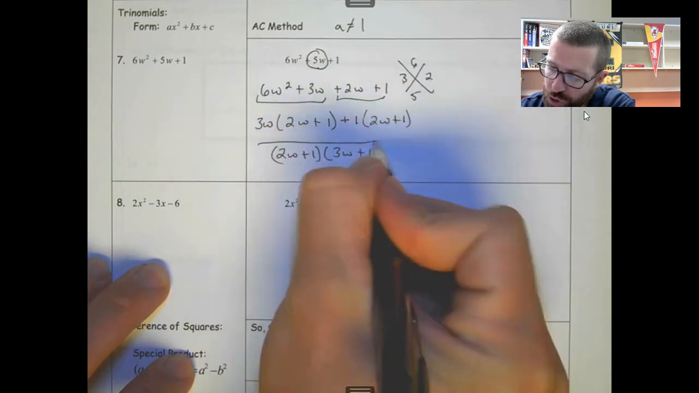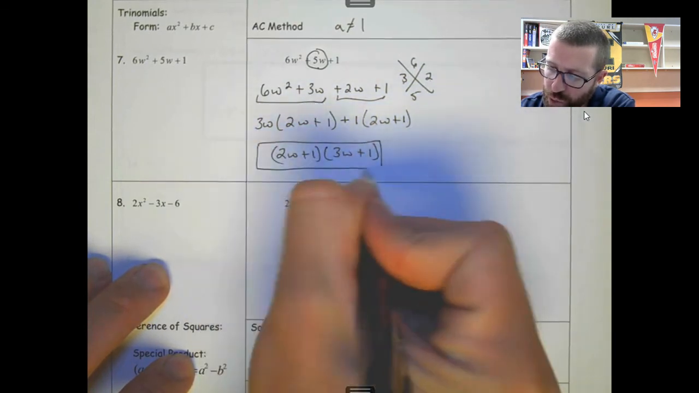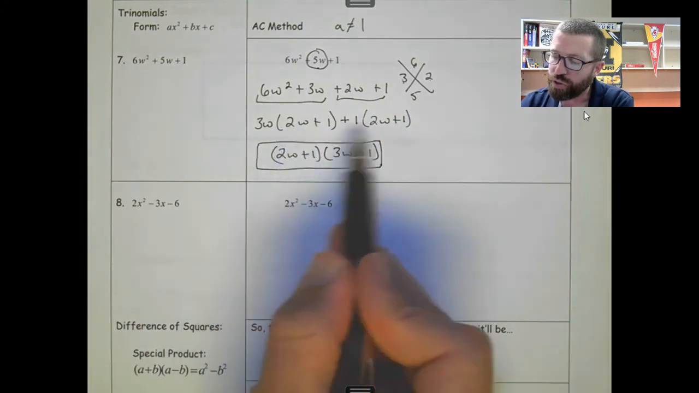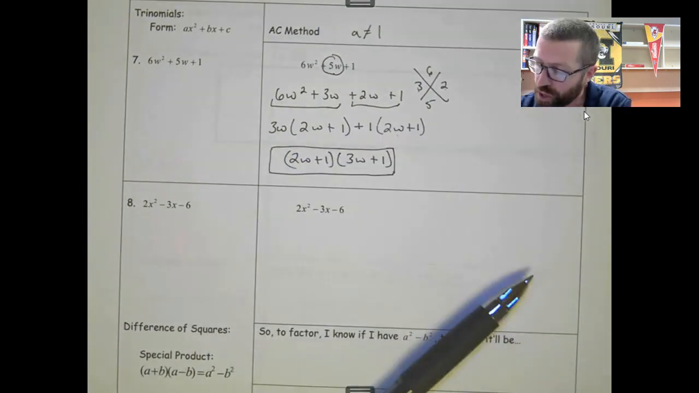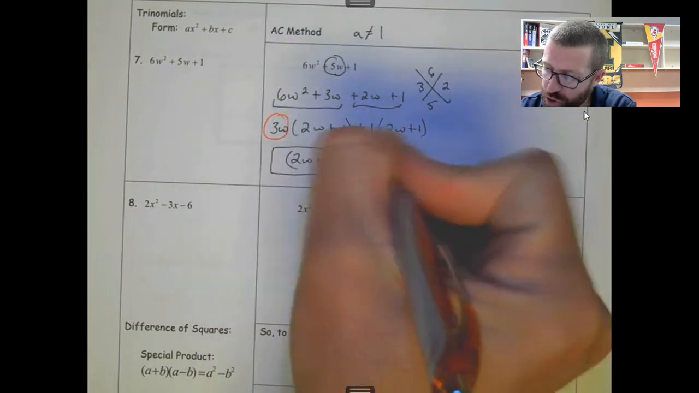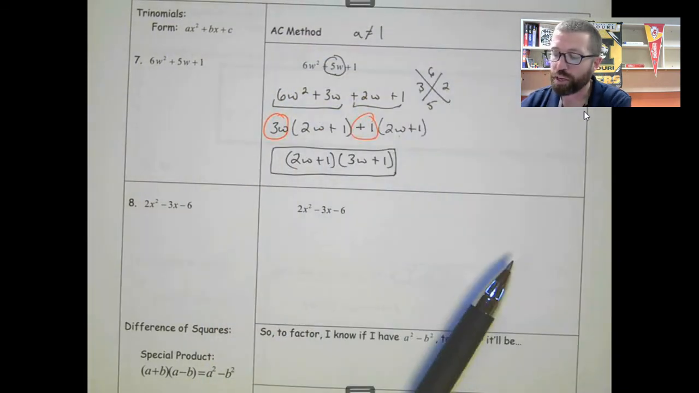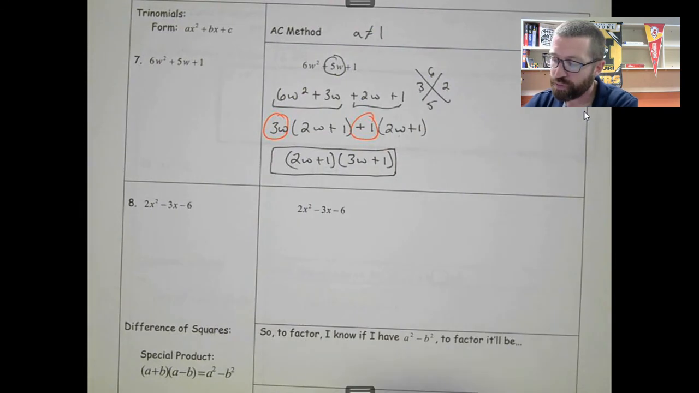A lot of people don't see that that's a greatest common factor right away, and they just think, well, these look the same, which is good, so I'm going to write that as 1 parenthesis. And then my other terms, 3w and then plus 1, make up my other parenthesis. That's okay too.